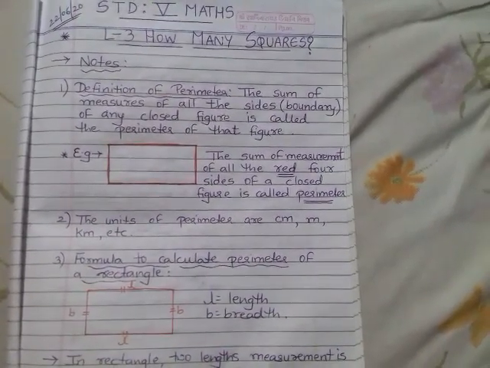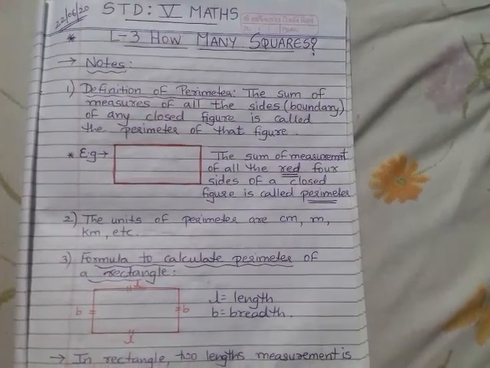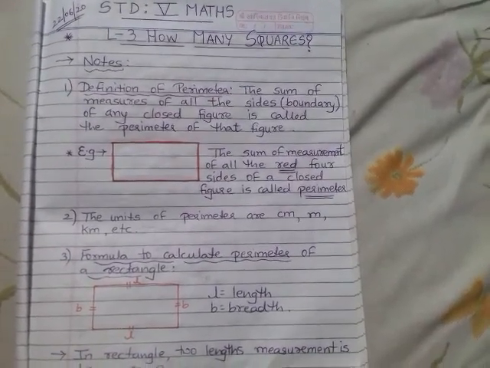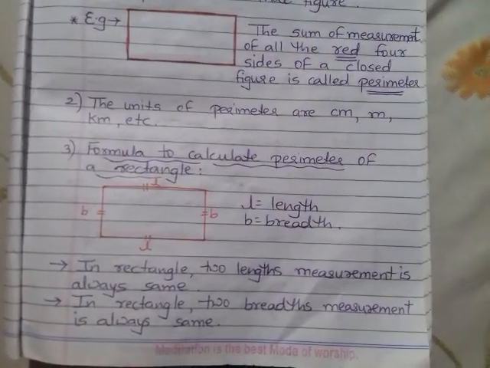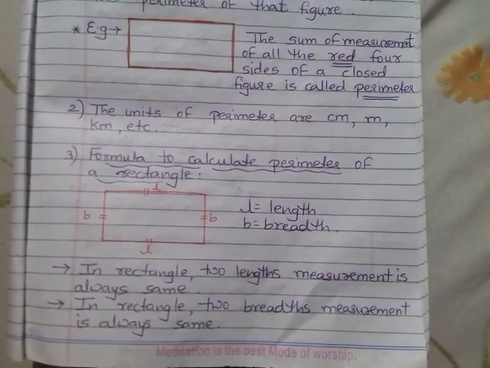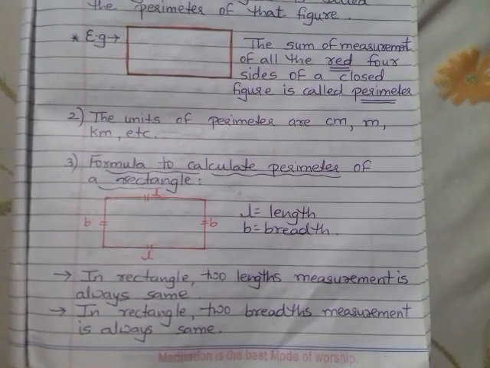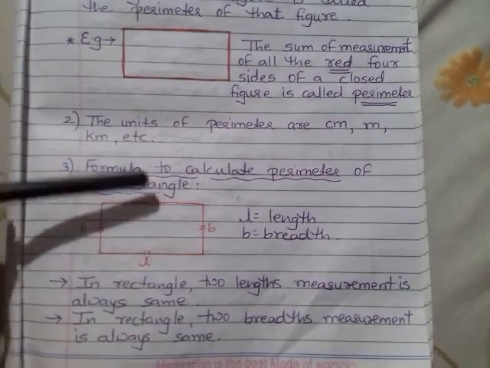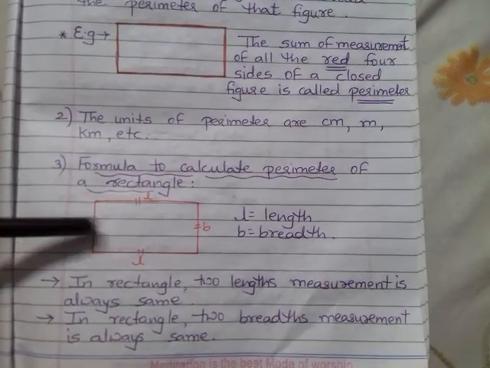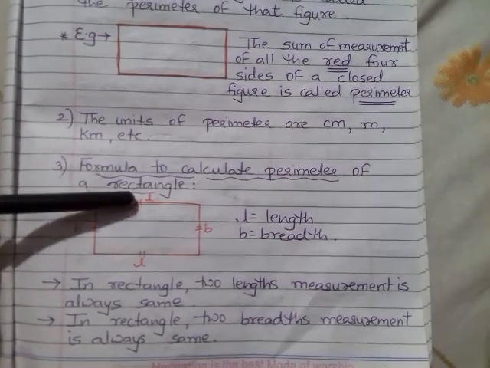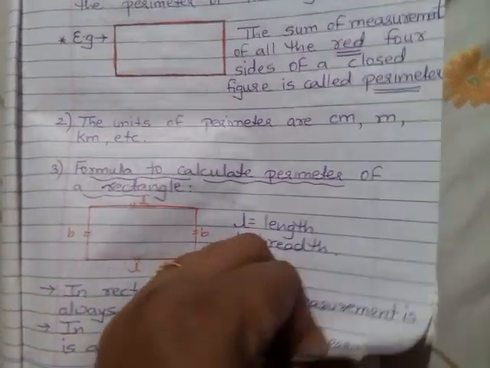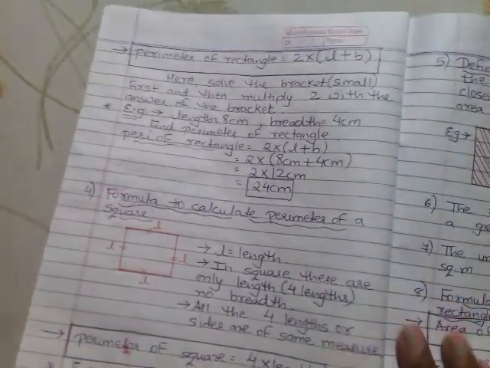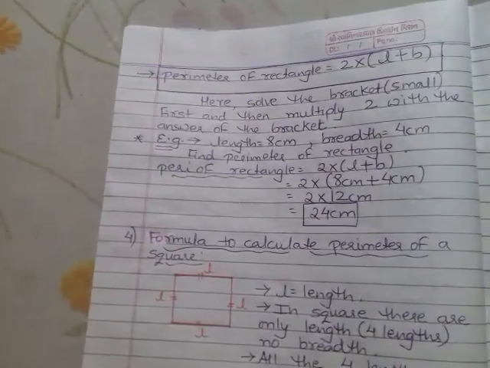Okay, now what about the formula? Children, specifically with the help of the formula we are going to study two shapes that are rectangle and square. Here you can see I have written the formula to calculate the perimeter of a rectangle. In a rectangle we have two lengths and two breadths. The lengths of the two sides and the breadths of the two sides are always of equal measure. Please remember that.